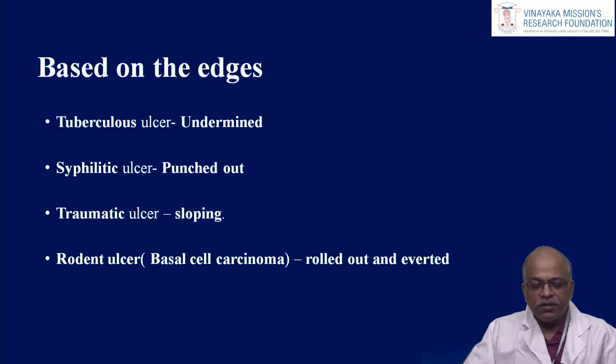Based on the edges, the ulcers are classified into tuberculous ulcers, which have characteristic undermined edges. Syphilitic ulcers usually have punched out margins. Traumatic ulcers have a sloping edge. Rodent ulcer or basal cell carcinoma has a rolled out and everted margin and appears pearly and beaded.